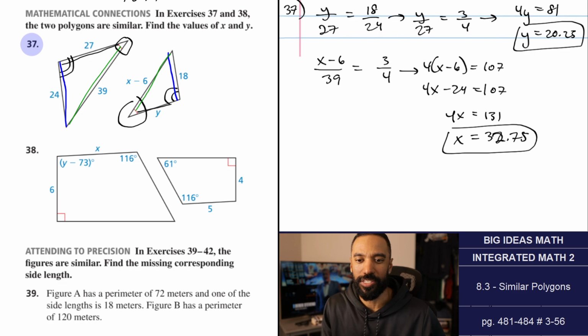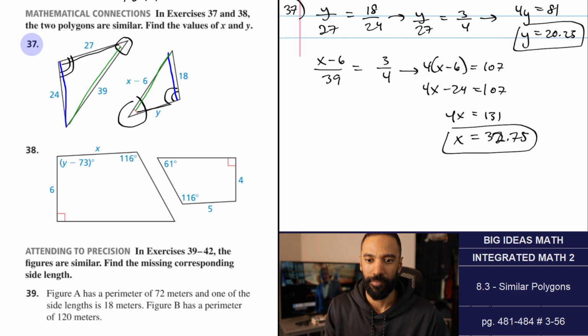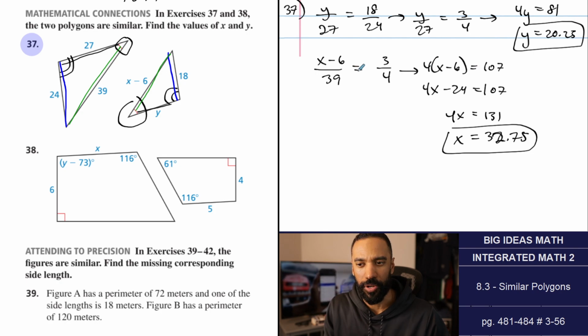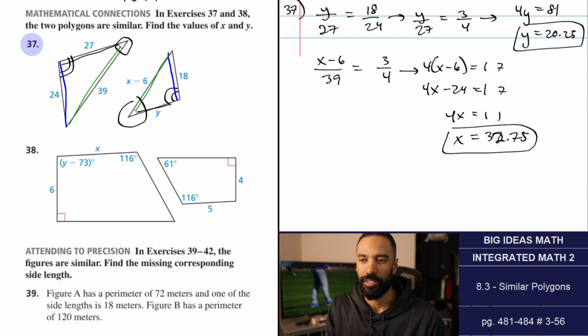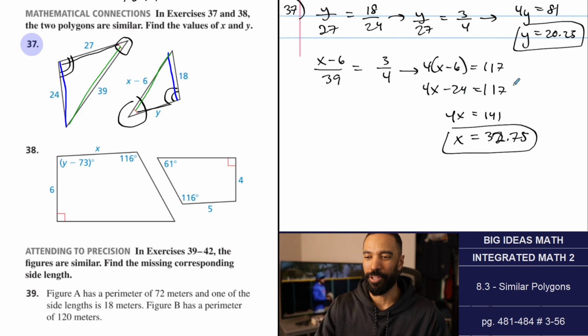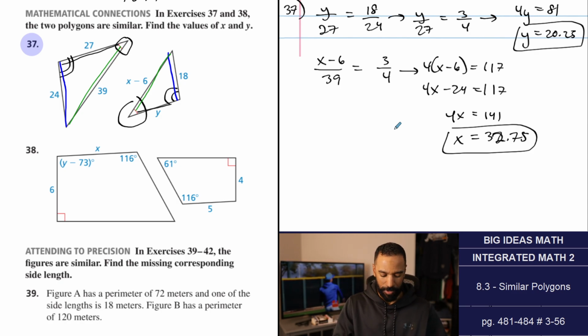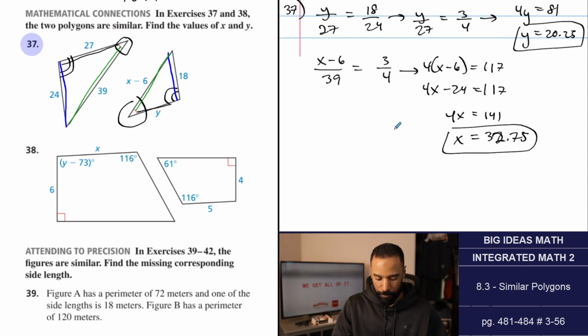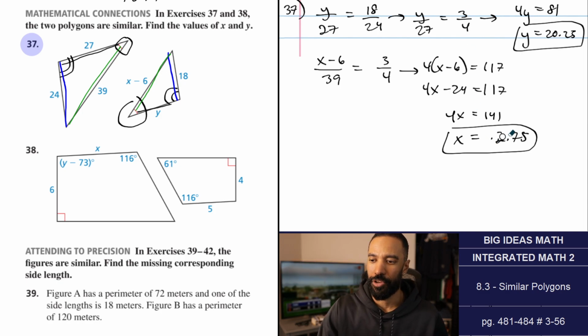You never know, especially since this is a mathematical connections thing. It might be a little bit different there. Let's just be sure that all the numbers were right, because something seems off in my head. Okay, I got it. This isn't 107. This is 117. So that's going to change some stuff here. So it's 141 now. Now let's use the calculator. 141 divided by 4 is 35.25. Okay, let's go off that. 35.25.